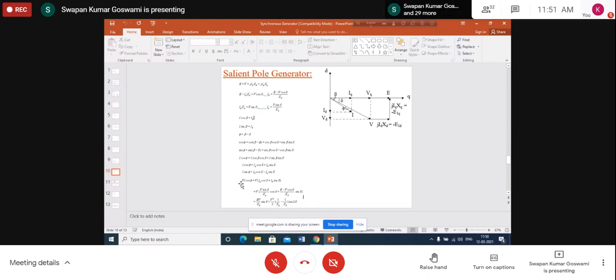So now can you tell me what will happen to the power angle curve of this machine? We have neglected resistance here also. We have neglected resistance in case of cylindrical rotor machine also. In case of cylindrical rotor machine, the peak of the power angle curve occurred at delta equal to 90 degrees. Where will the peak of the power angle curve of the salient pole machine be occurring? Is it at 90 degrees, less than 90 degrees, or greater than 90 degrees?